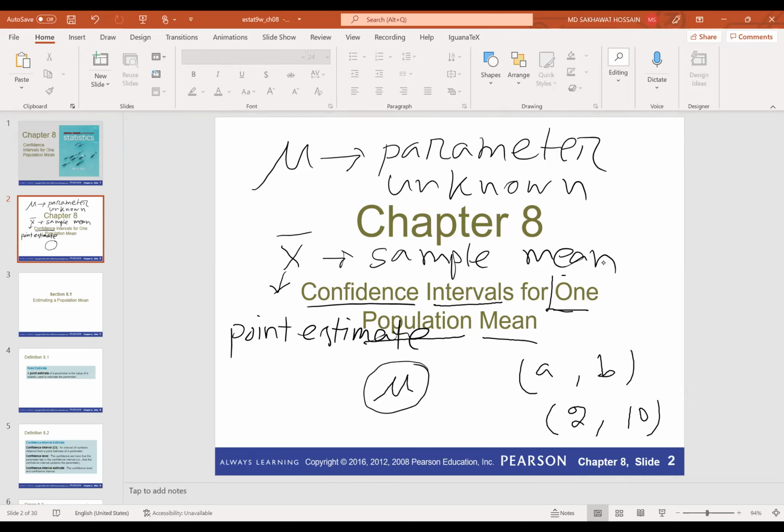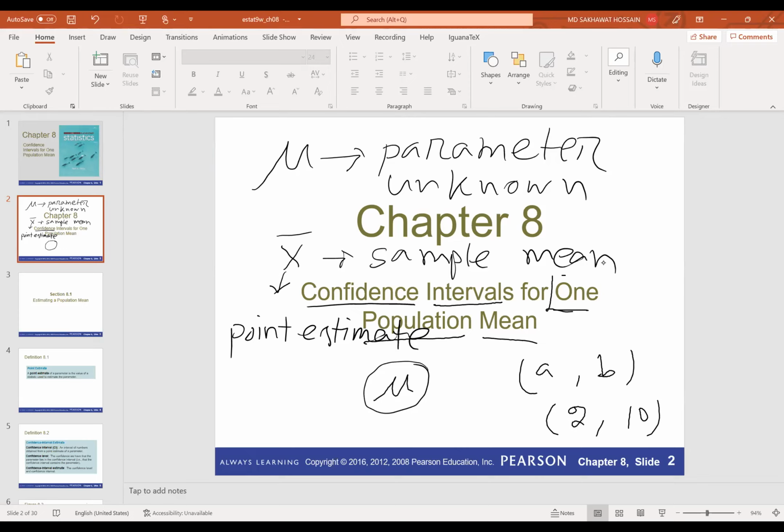Okay, so instead of estimating mu using X bar with a single point, we'll estimate the value of mu with an interval. So why do we use an interval? Because if you just take a sample from the population and calculate the sample mean, that sample mean doesn't always represent the population mean very well.